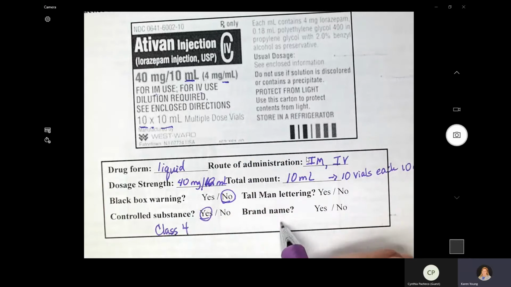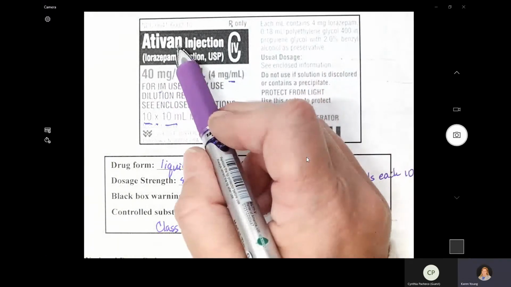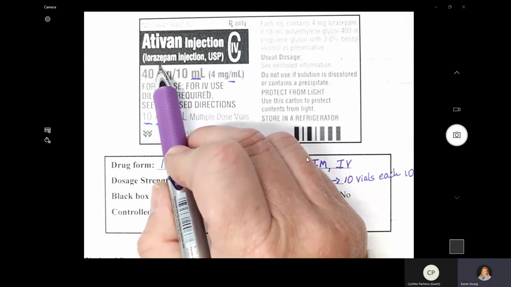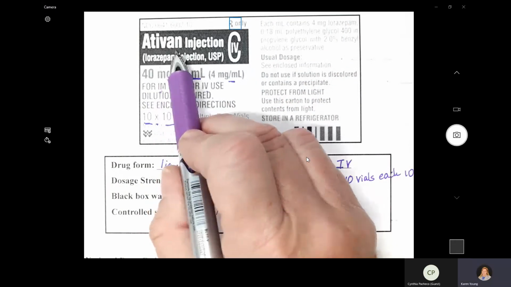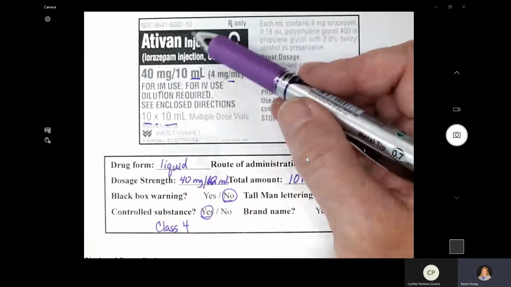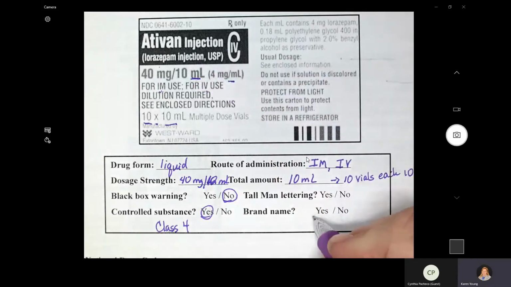Does it have a brand name? And this one does, right, the opposite of not doing it. It gives me Ativan, Azepam. Well, Azepam is your generic name. Even though this Ativan doesn't have the R for the registered symbol or the registered trademark, it has 2 names on it. So this one does have a brand name. It's Ativan.